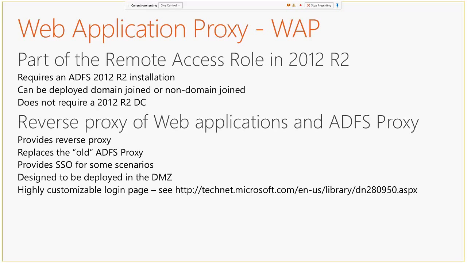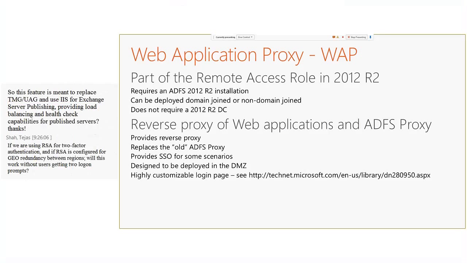So this is mandatory. The thing that's kind of nice is that you do not need to deploy domain joined. It can be domain joined or not domain joined. And we do not require a 2012 R2 DC or forest level or domain level or whatever. So if you're still on 2008 R2 or 2008 or whatever, we would still be fine because we only need the ADFS 2012 R2 role.